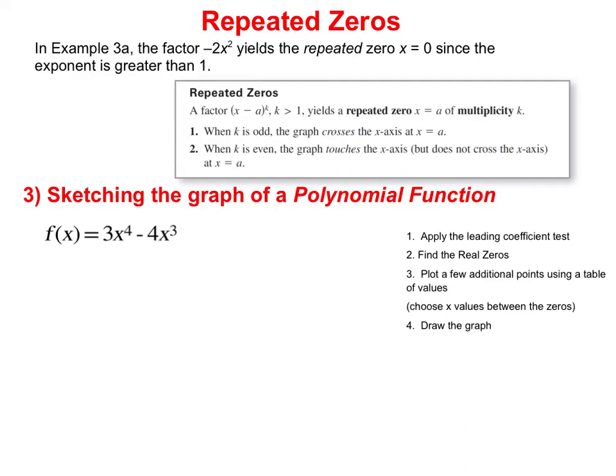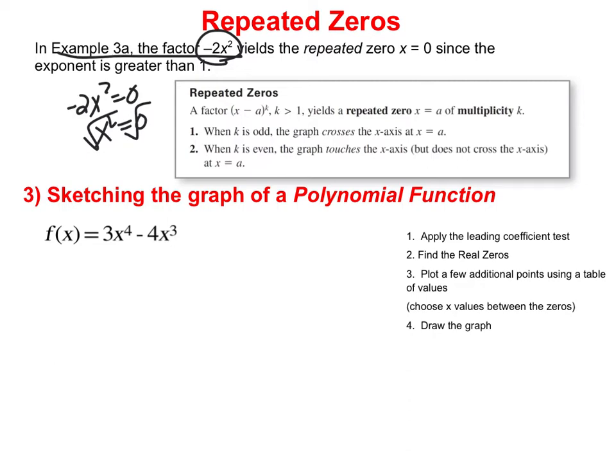Starting here, we have the repeated zero. So in example 3a, we had that negative 2x squared equals 0 as one of our factors. So we said that 2 of our answers was 0 because when we took the square root, we ended up with x squared equals 0, and we take the square root. So technically, 2 of our zeros are at that 1 point because we'd have a plus or minus.